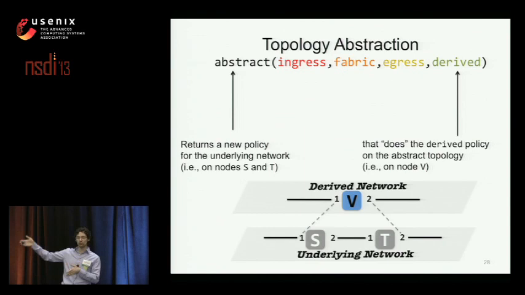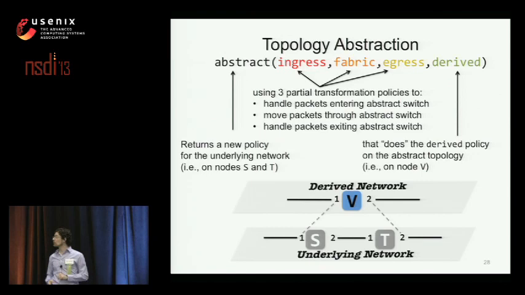And the way in which we make this work is by providing the topology transformation specification in the form of three auxiliary policies. Ingress, which determines how packets coming into the network will be handled and tagged. Fabric, which is going to determine how packets will move through the virtual switch by being routed through the underlying switches. And egress, that determines how packets will be treated when leaving the network.